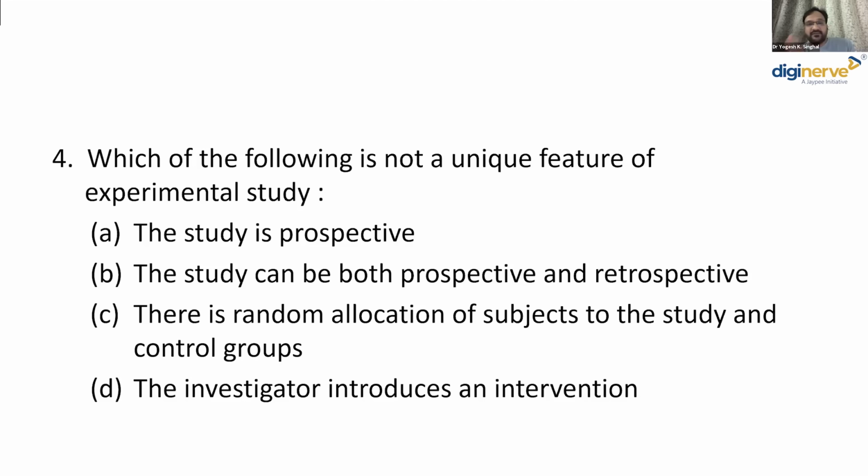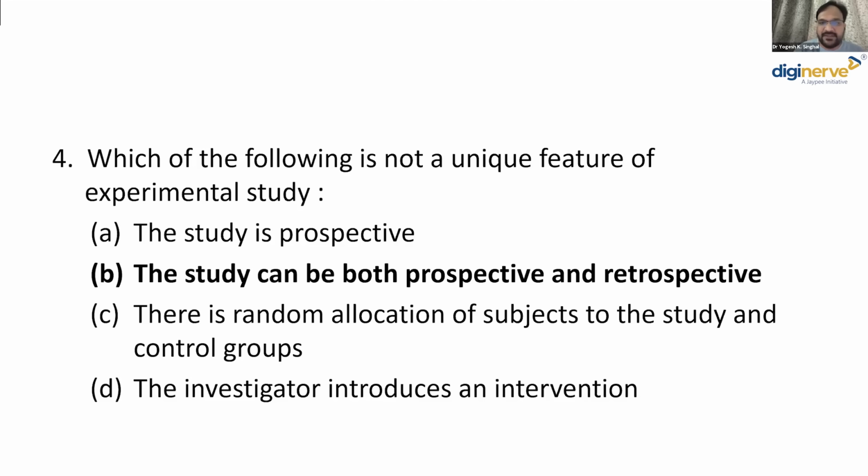Which of the following is not a unique feature? Prospective is the unique feature, but it cannot be retrospective. How will you do an experiment retrospectively? Is it possible? If a person is coming with a disease and we go backward, how is it possible? We cannot do an experiment backward, right? In the retrospective direction it is not possible at all. So here the statement that the study can be both prospective and retrospective cannot be the answer. Okay, understood? So the answer will be B.